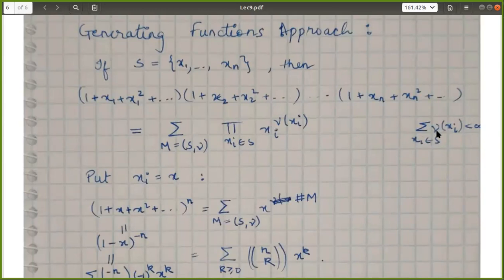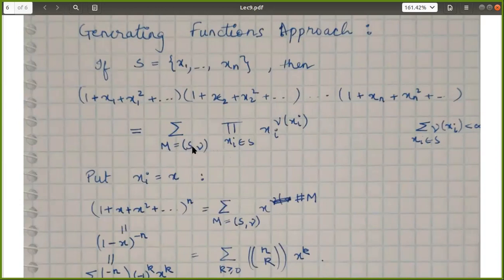So as a whole, the degree should always be finite. Now, putting xi's to be x in all of these brackets, what you get really is 1 plus x square plus x cube and so on, into the same thing, into the same thing. How many times? N times. So you have this bracket raised to n, which is the same as, now with xi being replaced by x, x raised to nu of x multiplied how many times? Whichever number of times it comes from here.